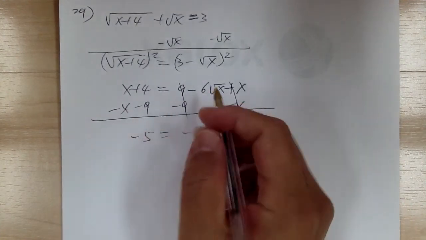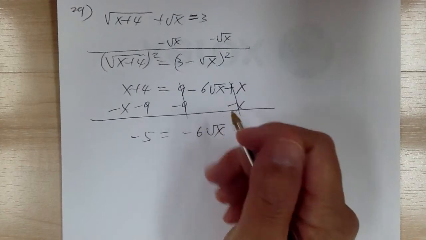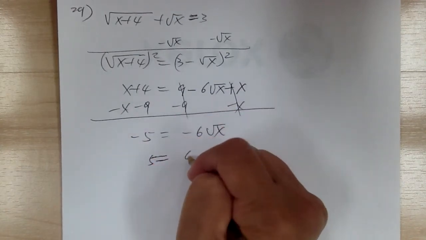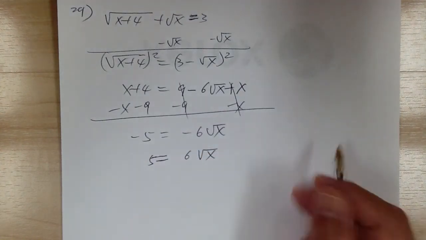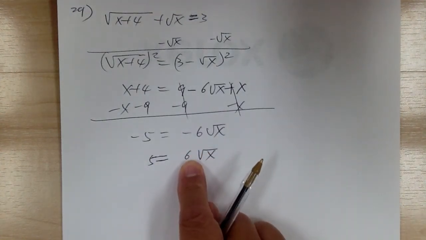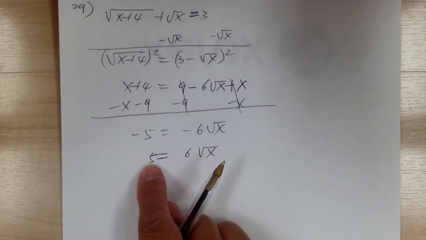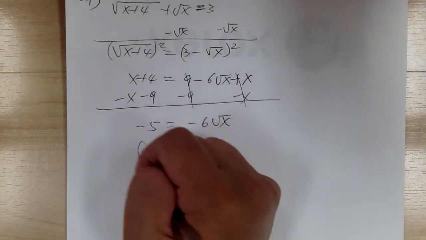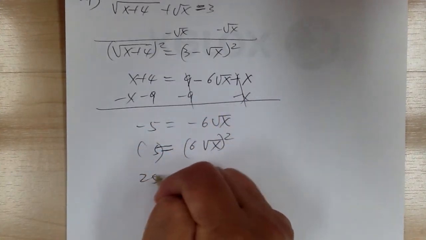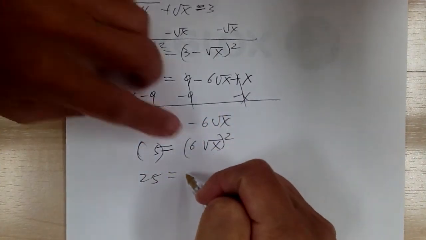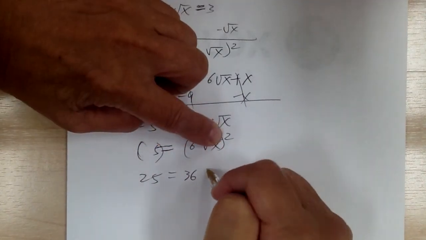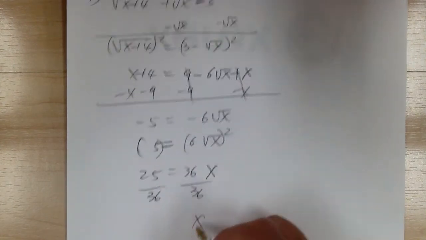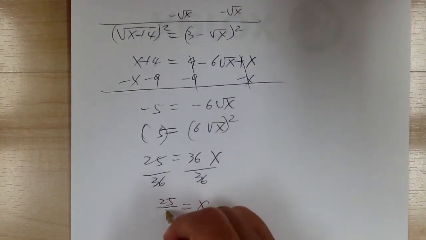Let's go ahead and get rid of the negative on both sides. You don't really have to, but it's less confusing if you do. Now, normally you want to lower this number as much as possible, but here you cannot, because if you divide by 6, you end up with a fraction, and you don't want that. So let's square both sides. You get 25 equal to 36 times x. Then you divide by 36, so x equals 25 over 36.